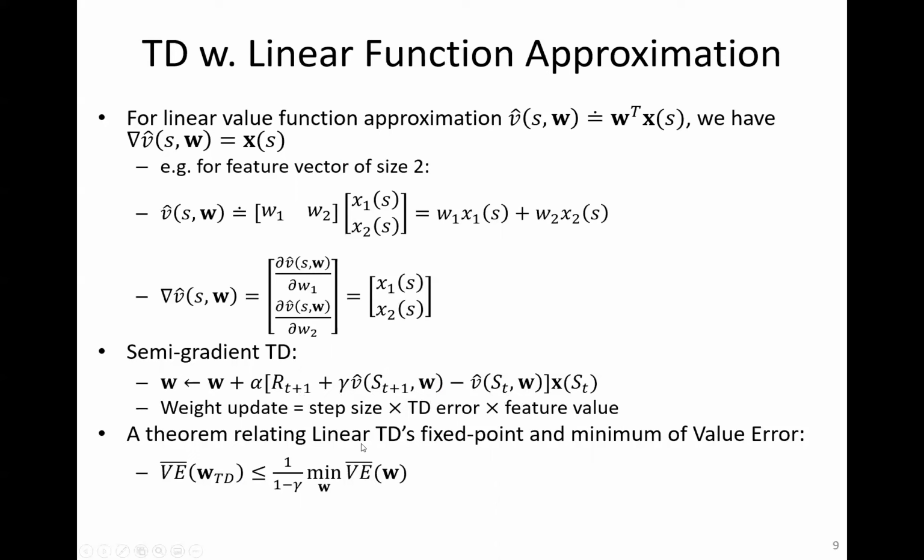So there's a theorem that relates linear TD's fixed point and the minimum of value error, which is less than or equal to 1 over 1 minus gamma times the minimum. So it's a non-trivial theorem. So if gamma is large, that is, you're looking a long time into the horizon, then the error of TD may be very large. If gamma is very small, you have a very short, nearsighted view, then the value error of TD can be very close to the true minimum.